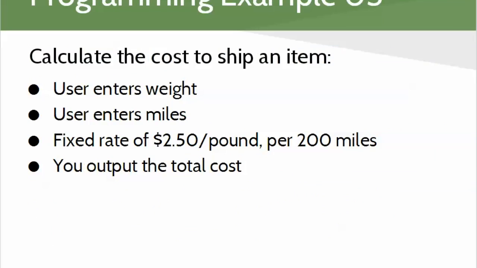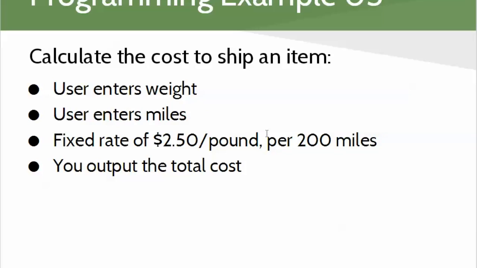So let's start with programming example 3. For this example, we're going to calculate the cost that it takes to ship an individual item. And the problem states that ultimately the amount of money that you're going to pay to ship an item is going to be determined on a fixed rate of $2.50 per pound per 200 miles shipped. So to be able to figure out how much something's going to cost to ship, you need to know how many miles you're actually going to ship it.